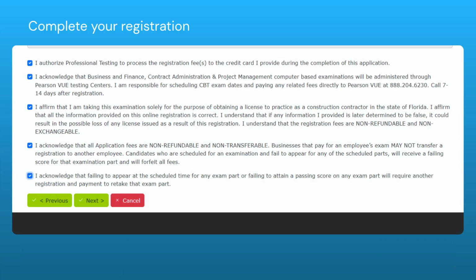Once you've selected the examination parts you need, complete your registration with Professional Testing and submit the $135 registration fee. Make sure all of the information you enter is accurate before submitting your registration.